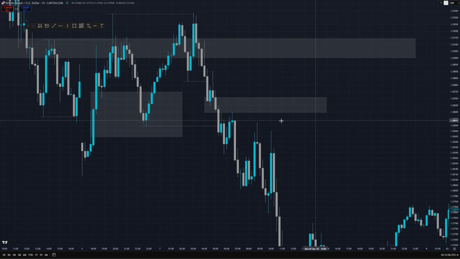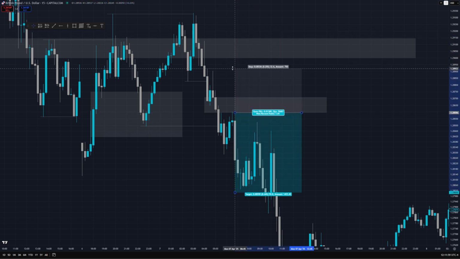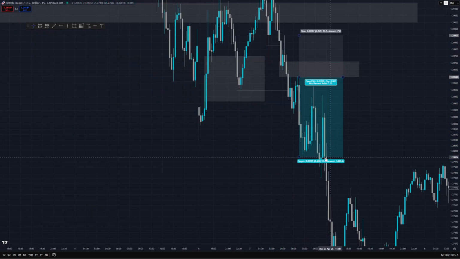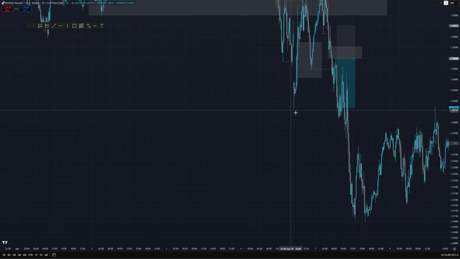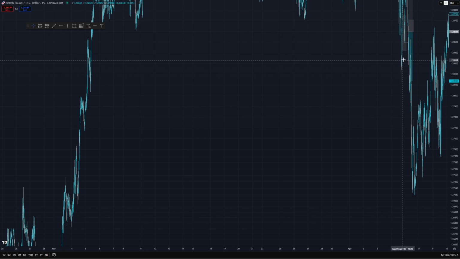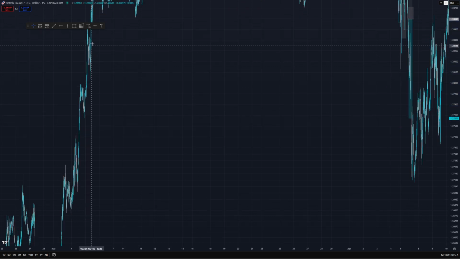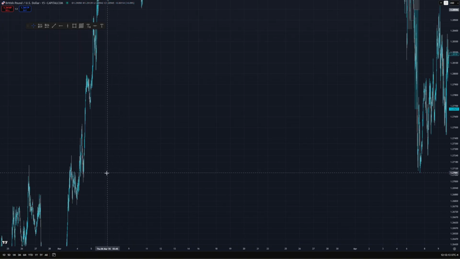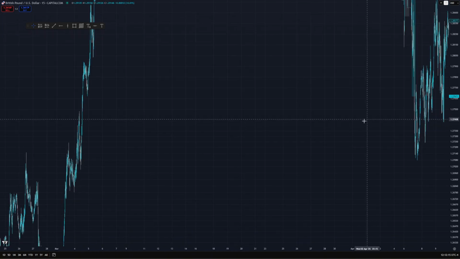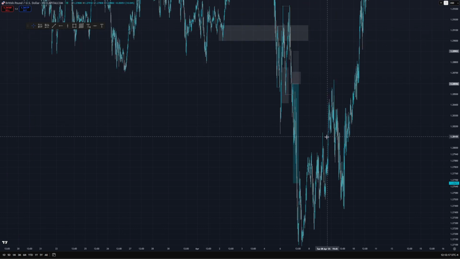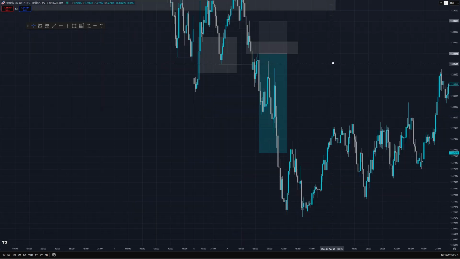Now, you could simply keep it simple, enter there, put a stop loss at this high, and target this low. That's a 1 to 5. Or you can target this low, as it is a swing low inside a fair value gap. Yeah, you get the gist of it.